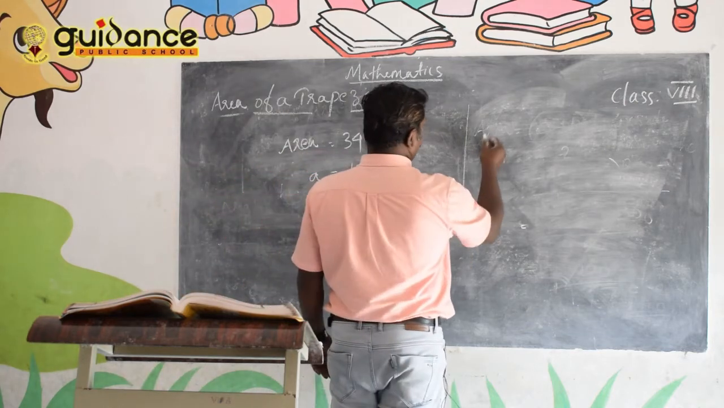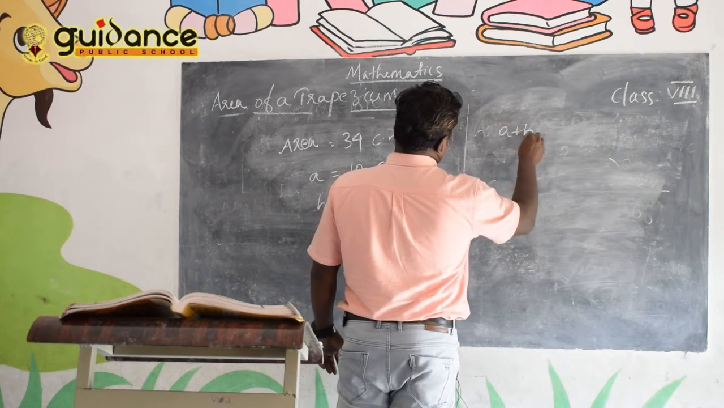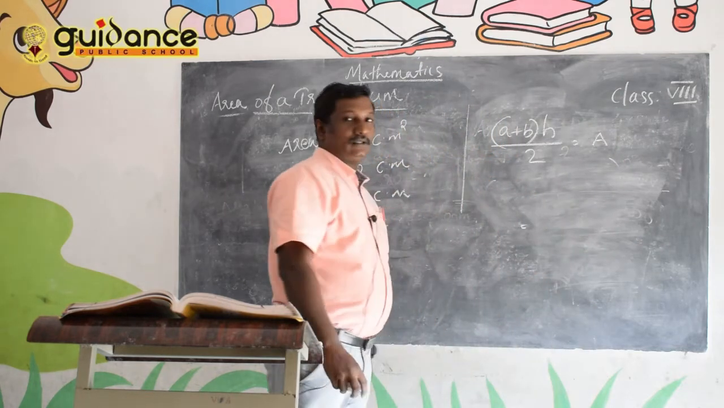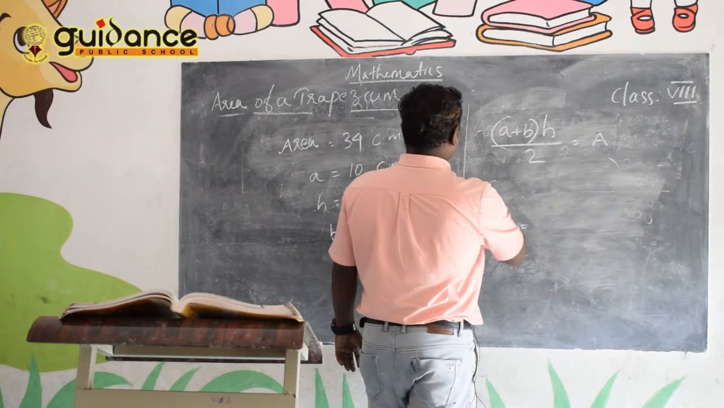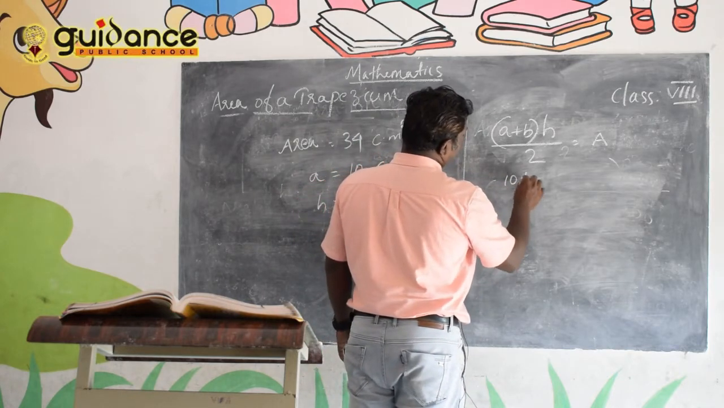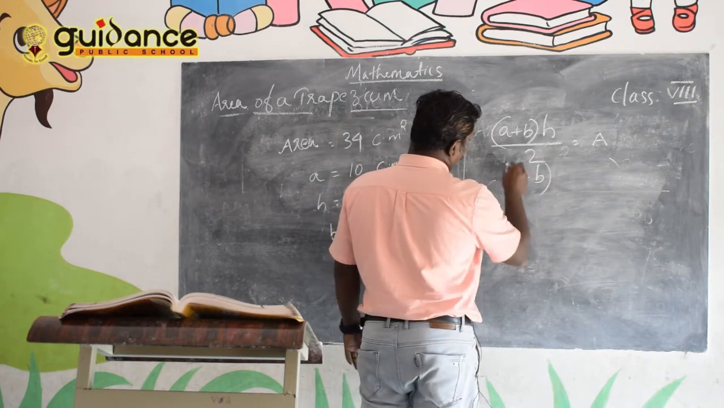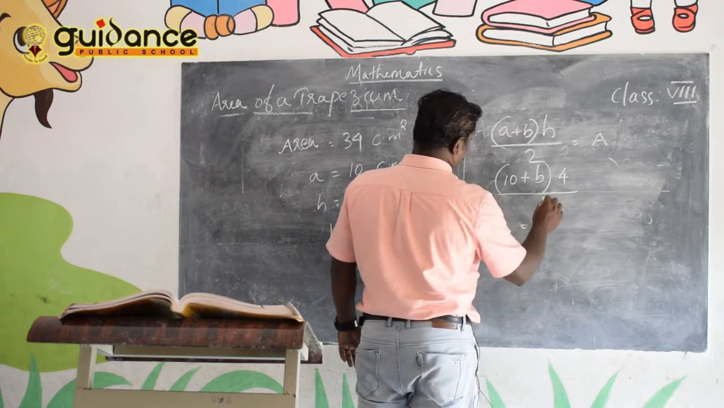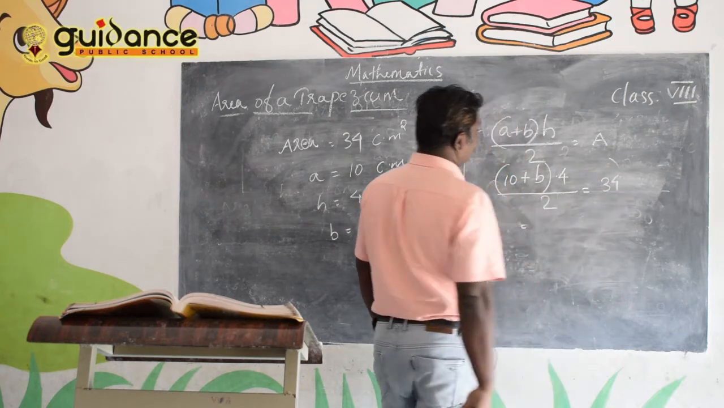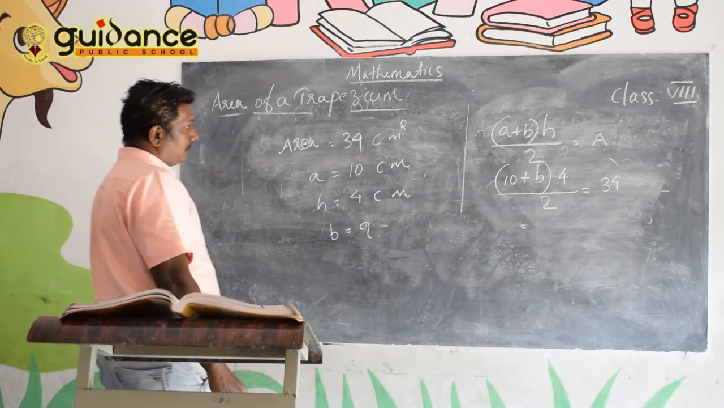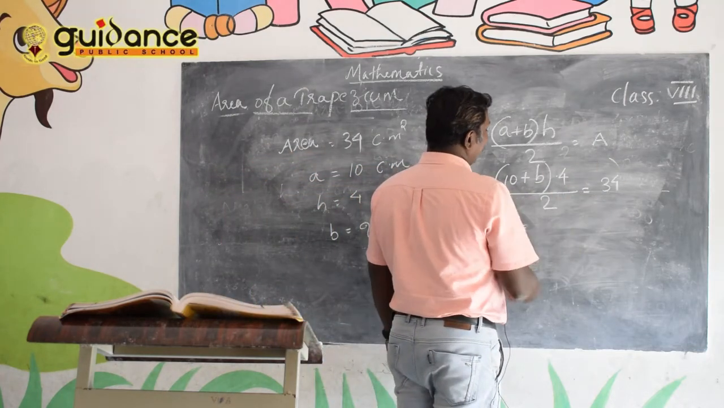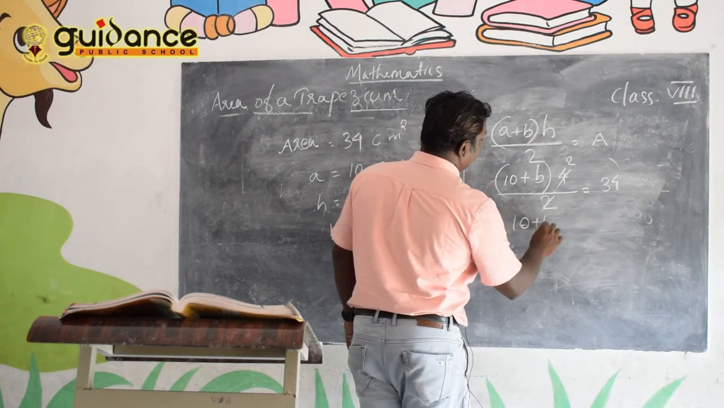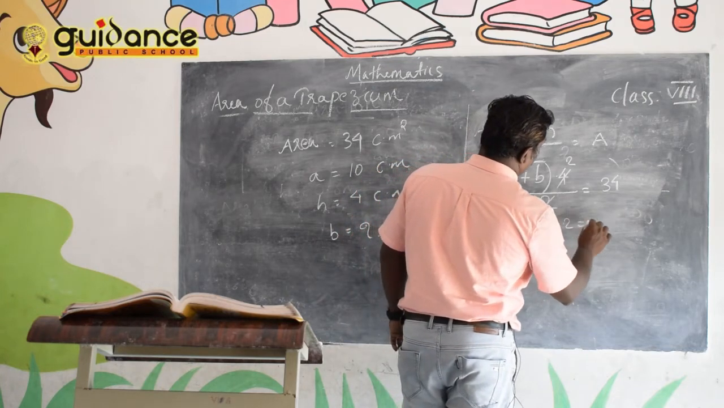For that, first we substitute into the equation: (a plus b) into h by 2 is equal to area. We know that this is our equation. Then substitute the values. a is equal to 10 plus b, which we don't know, then bracket, h is equal to 4 by 2 equal to area, which is 34. Then we can cancel here, it will become 2. Then it will be (10 plus b) into 2 equal to 34.